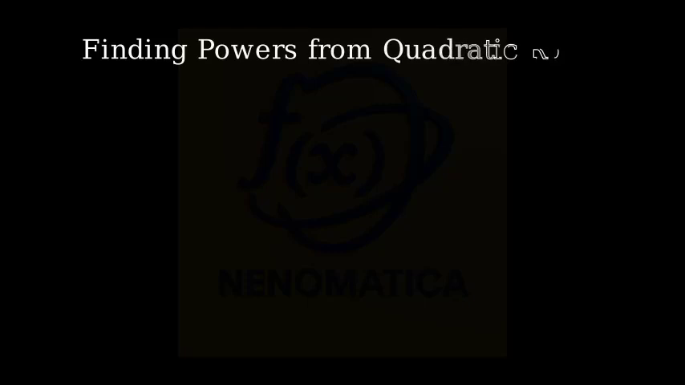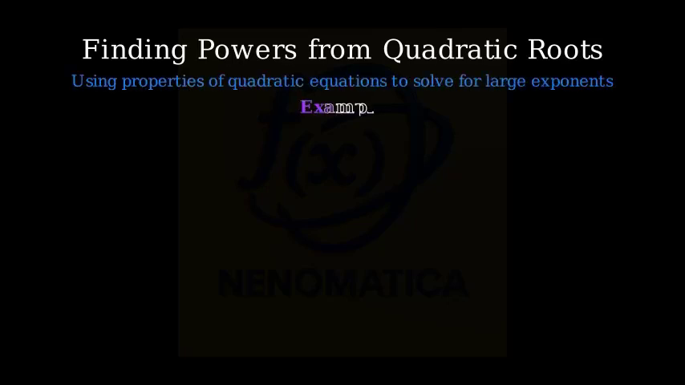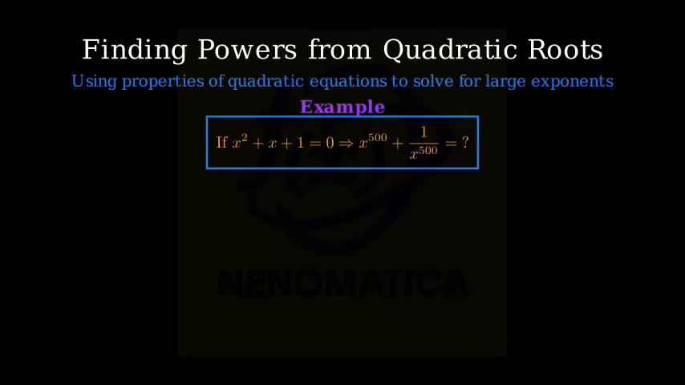Welcome to our math tutorial. Today we're going to solve an interesting problem involving a quadratic equation and powers. Let's examine our problem. If x squared plus x plus 1 equals 0, then we need to find the value of x to the power of 500 plus 1 over x to the power of 500. This looks challenging at first because calculating x to the 500th power directly would be extremely tedious. But we'll see there's a much more elegant approach.